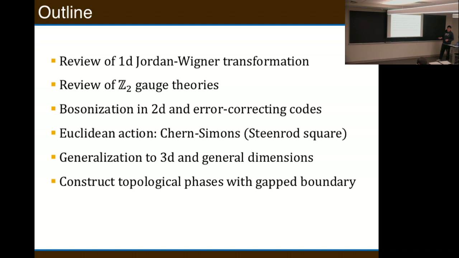And then we will move to the space-time picture. After the path integral, we can show that our bosonization is equivalent to the so-called Chern-Simons term in 2+1D, and the so-called Steenrod square in higher dimensions. So we can generalize the mapping from 2D to arbitrary dimension. And finally, we will use all this technique, bosonization, to study various either bosonic or fermionic SPT phases, symmetry protected topological phases, and also with gapless boundary.